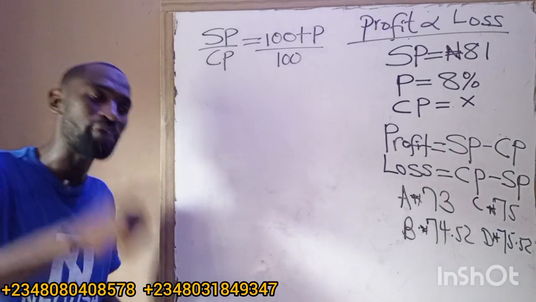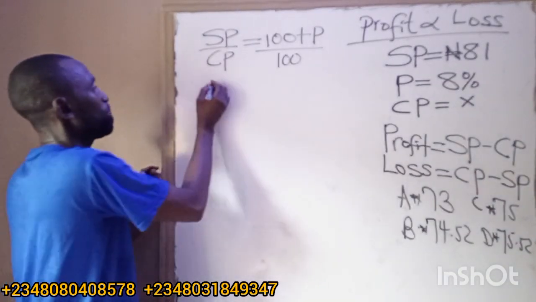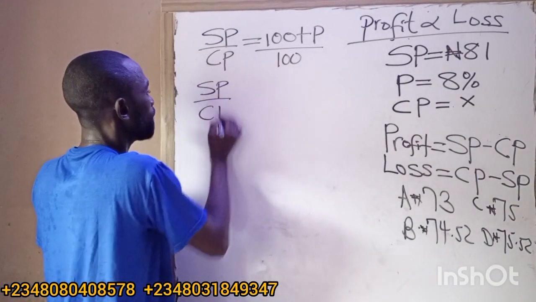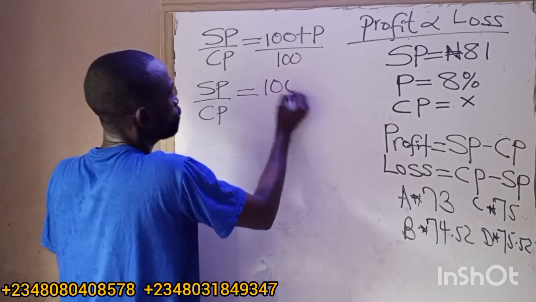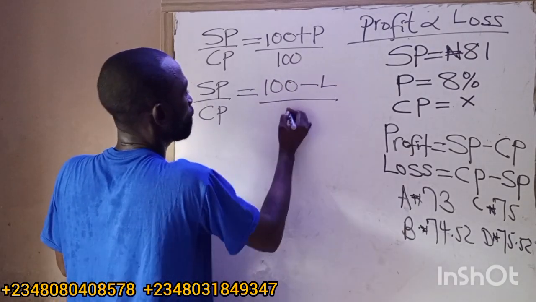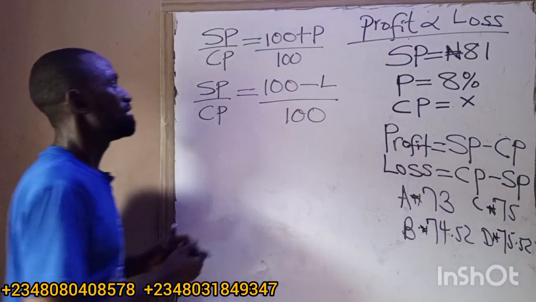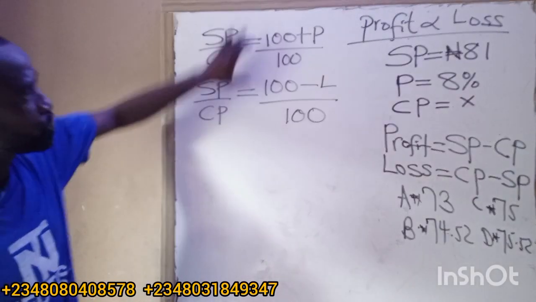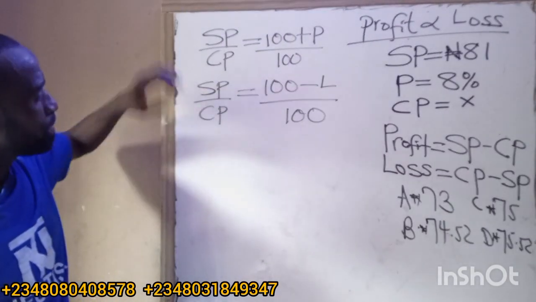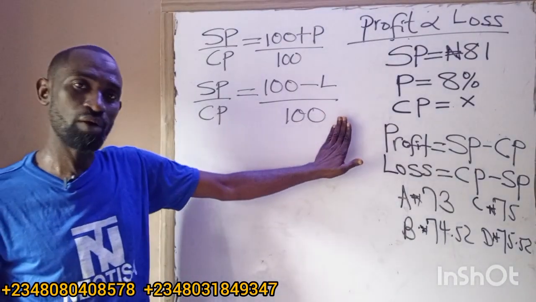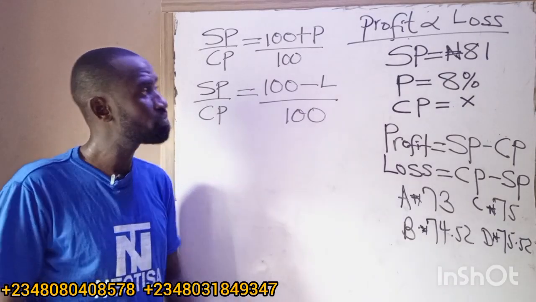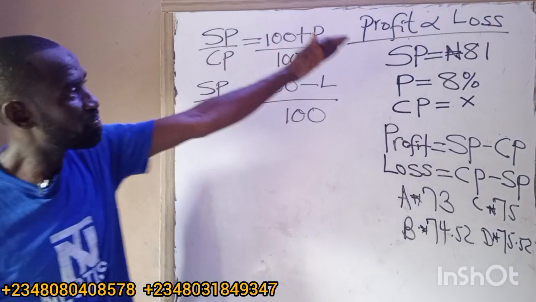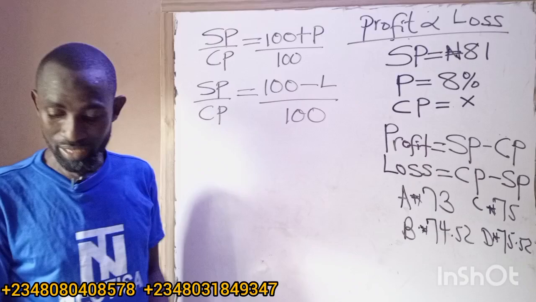Okay? So whenever a question involves selling price, cost price, and profit, we use this formula. Whenever a question involves selling price, cost price, and loss, we use selling price over cost price equals 100 minus L, all over 100. So a question that involves selling price, cost price, and profit, we use this. If it doesn't, and it involves selling price, cost price, and loss, we use this formula. Well, in this question, it involves selling price, profit, and cost price.